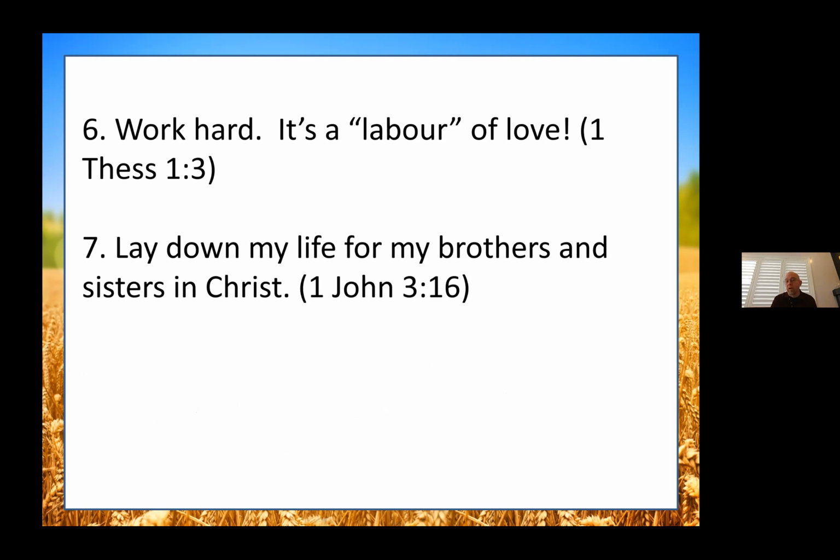He expects us to work hard because after all, it is a labor of love. Labor, it's hard work. But the Spirit of God will enable us to serve and to love. And finally, he says, this is a demonstration of my love, laying down my life for my brothers and sisters in Christ. 1 John 3:16.